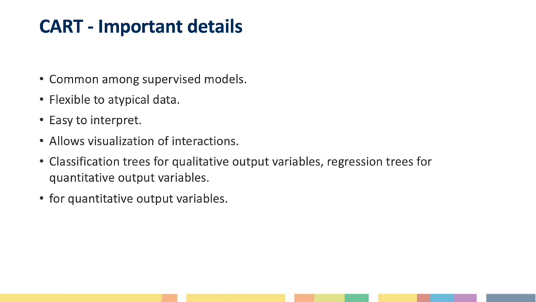Apart from this, we're also going to see that these are very easy to interpret. They can be visualized in a structure of decision rules, so it facilitates the discussion of results. And different to other models, this also allows us to visualize the interactions that can occur between variables. And there are two types of trees: the classification trees for qualitative outputs and the regression trees for quantitative output variables.